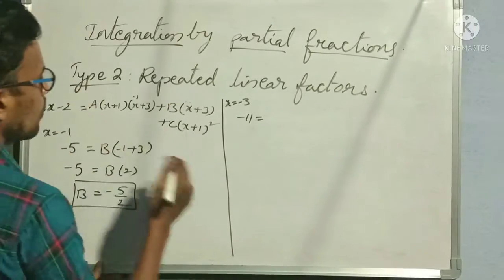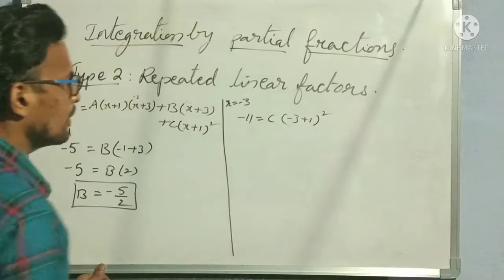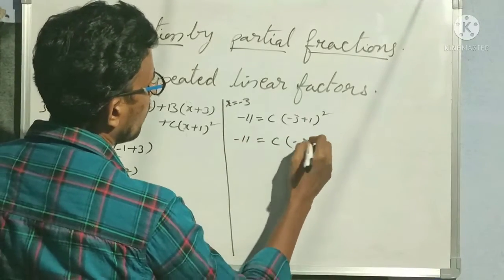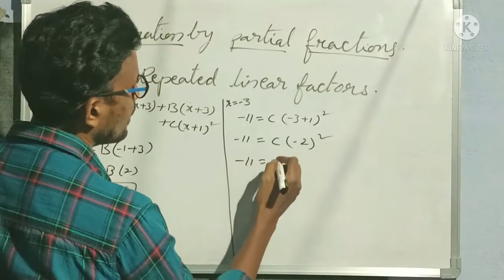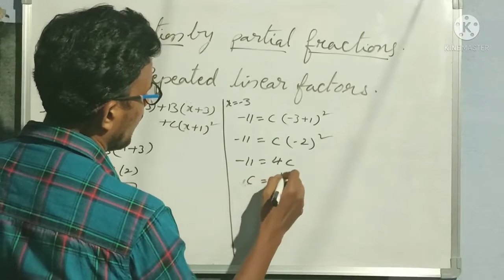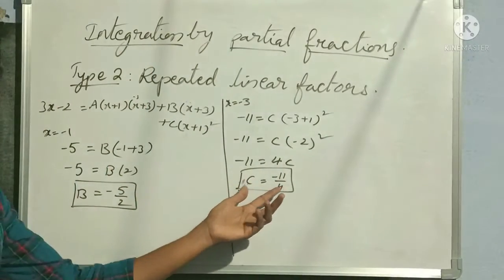I am left with only c. So c into (minus 3 plus 1) whole square. So minus 11 is equal to c into minus 2 whole square. So minus 11 is equal to 4c. So c is equal to minus 11 by 4. So this is the value of c.